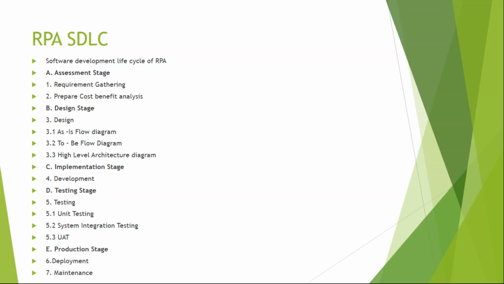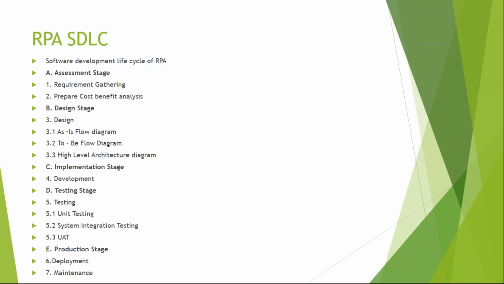There will be a high level architecture diagram. You will showcase that, okay, this is the complete task and I will automate it. Whichever portion is being automated, you will showcase using the architecture. So that would be the design part, basically the documentation part of the life cycle.